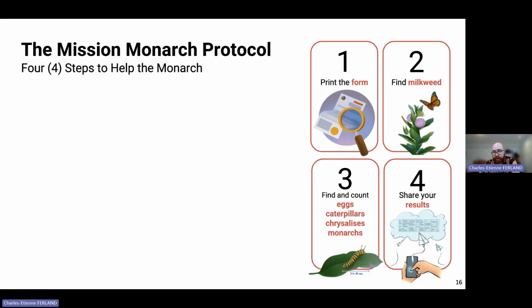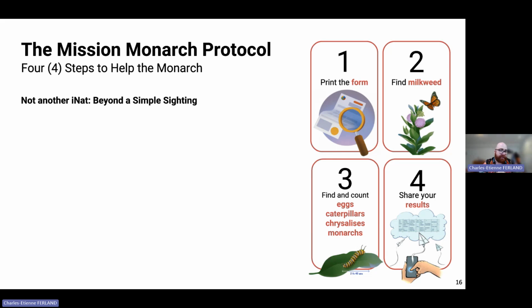And the last step is to share your results on our website so that we can make the data available to everyone. And I'm highlighting sharing the data through our website, not sending me an email with your pictures and, hey, I found this and that. Imagine if I had 8,000 people sending me an email, I wouldn't see the end of it. So, before we go any further, I want also to emphasize that Mission Monarch is not another iNaturalist.